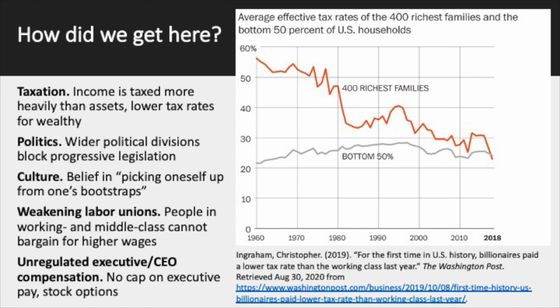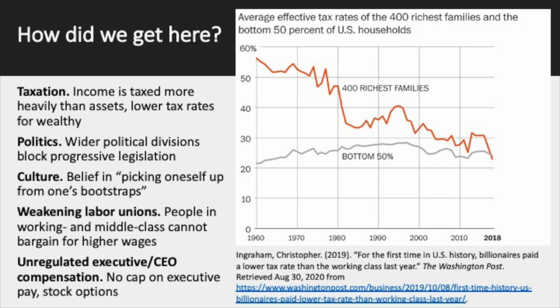And this is what you see on the right of the screen. You see that the overall tax rate for the 400 richest families in the US has been declining since the 1960s. The second is politics. We are in a time of wide political divisions, and wide political divisions block progressive legislation that's going to lessen inequality. I'll leave it there for now.